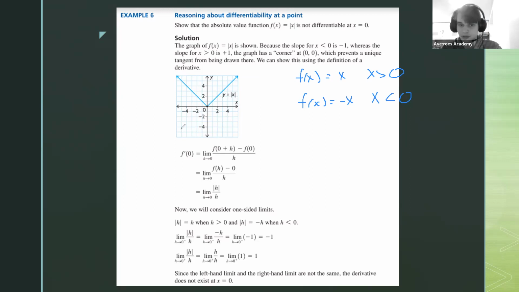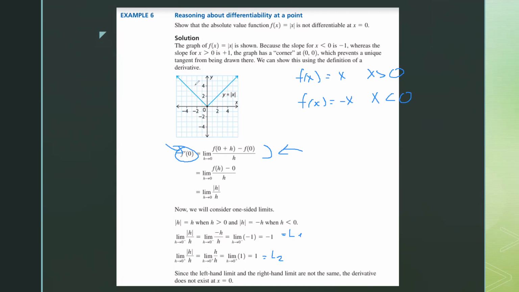And if you take the limit of this function as we approach 0, you see, this is the function of the instantaneous rate of change, right? The derivative, instantaneous rate of change. If you evaluate it for h to the right side of this point and for the h's to the left side of this point, you're going to see that L1 equals minus 1 and L2 equals 1. So since the left-hand limit and right-hand limit are not the same, the derivative does not exist at x equals 0.